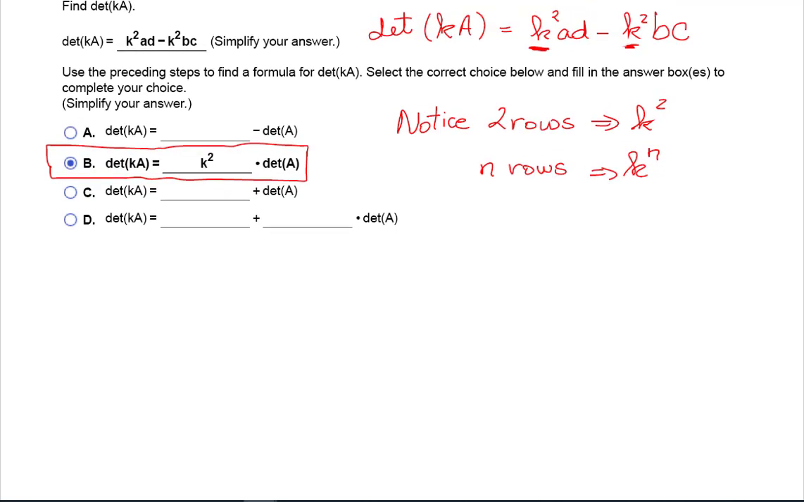And that concludes what's going on here with our first section on determinants.